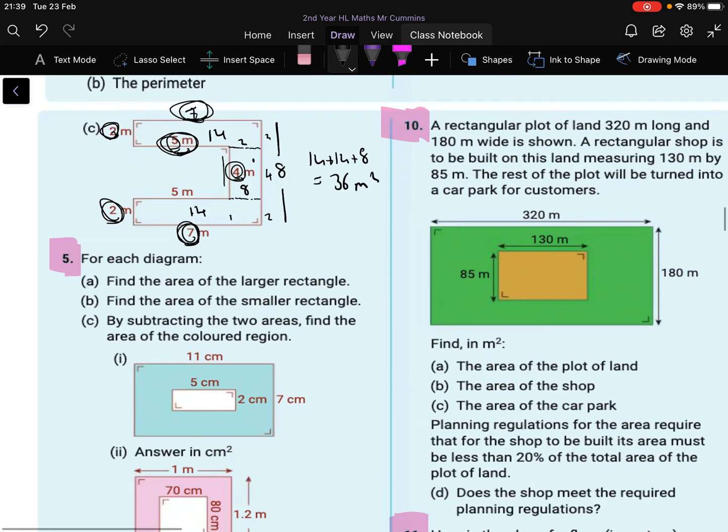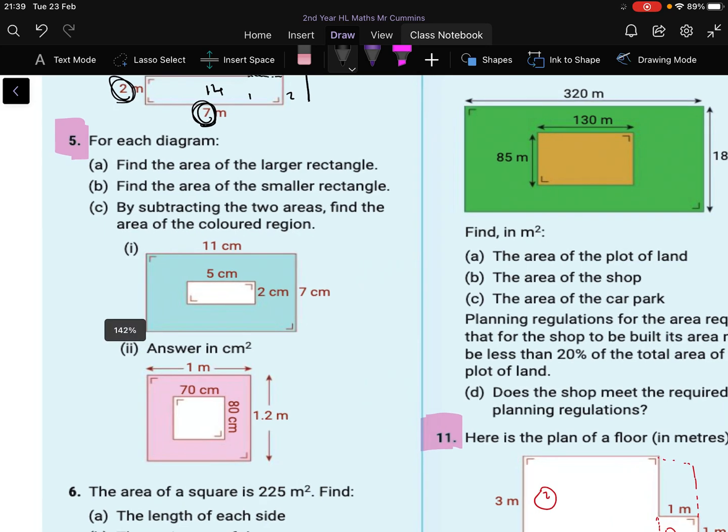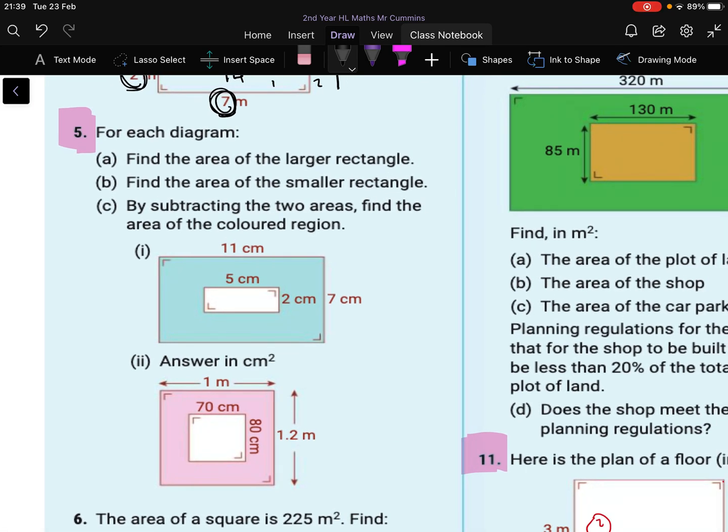Okay, any question that you can ask, or look at the solutions, probably quicker. For each diagram, find the area of the larger rectangle, the smaller rectangle, and by subtracting the two areas, find the area of the coloured region. So the area of the smaller rectangle, 5 by 2, is going to be 10 centimeters squared, and 11 by 7, the green one, is going to be 77 centimeters squared. So you're going to have 77 minus 10, which is equal to 67 centimeters squared.